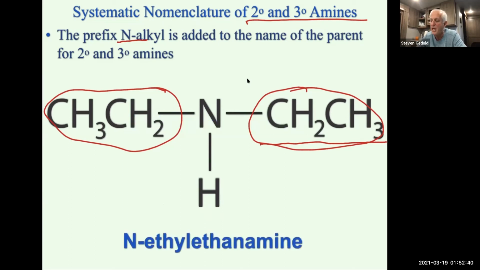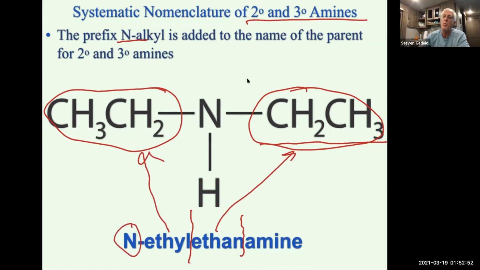Okay, so N-ethyl ethanamine. Here's your amine. Here's your ethyl. It doesn't matter which group it is, but let's say that's this one. And then this is the other ethyl group. So it's a substituent. And the N here tells us there's one additional attachment to the nitrogen.